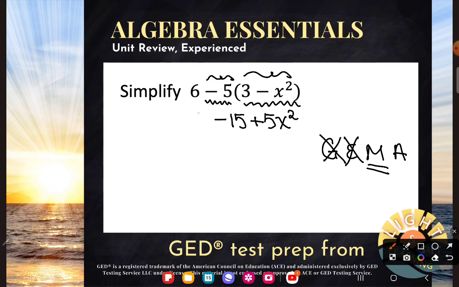And now I have not yet dealt with that 6, so it'll drop. And now I can combine like terms, okay? So 6 minus 15 is negative 9, and there's no other x squared term.